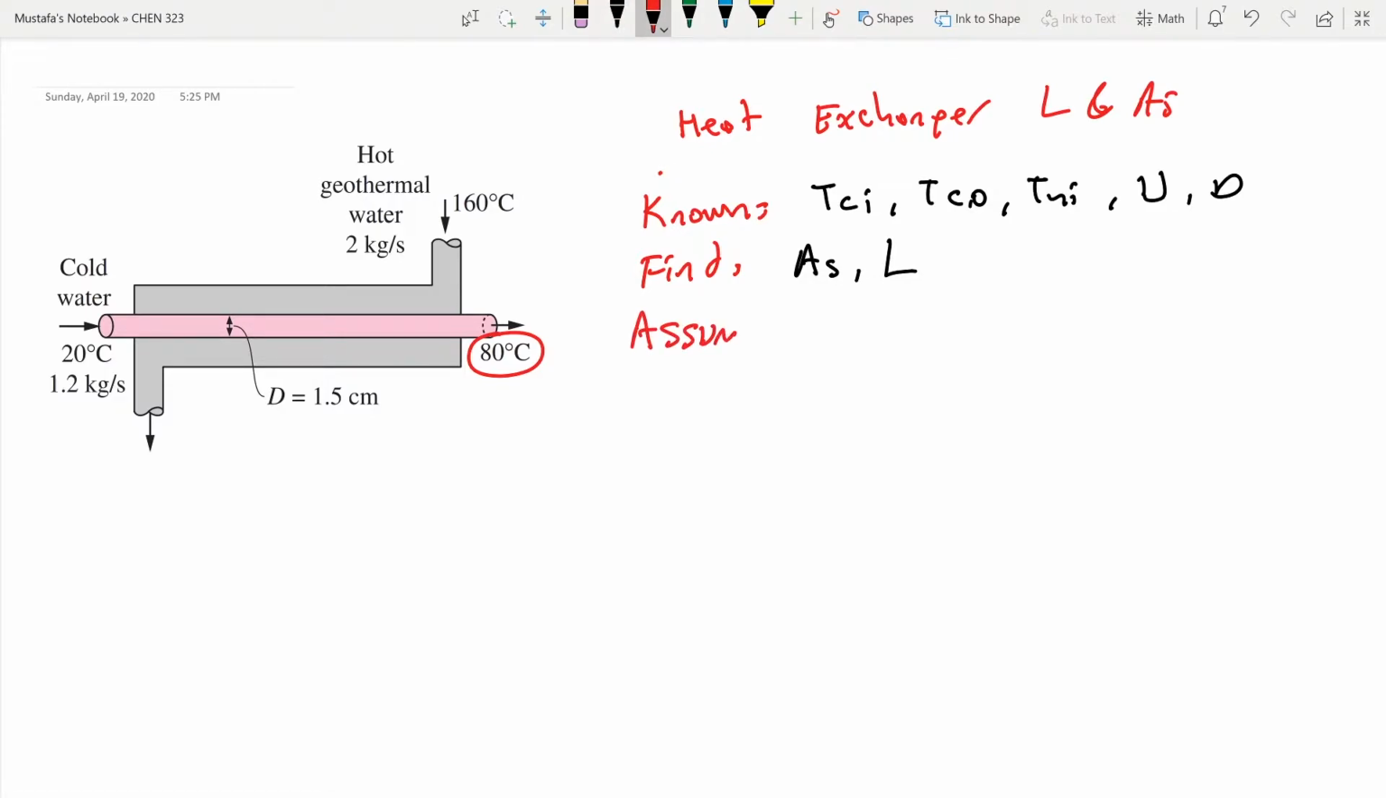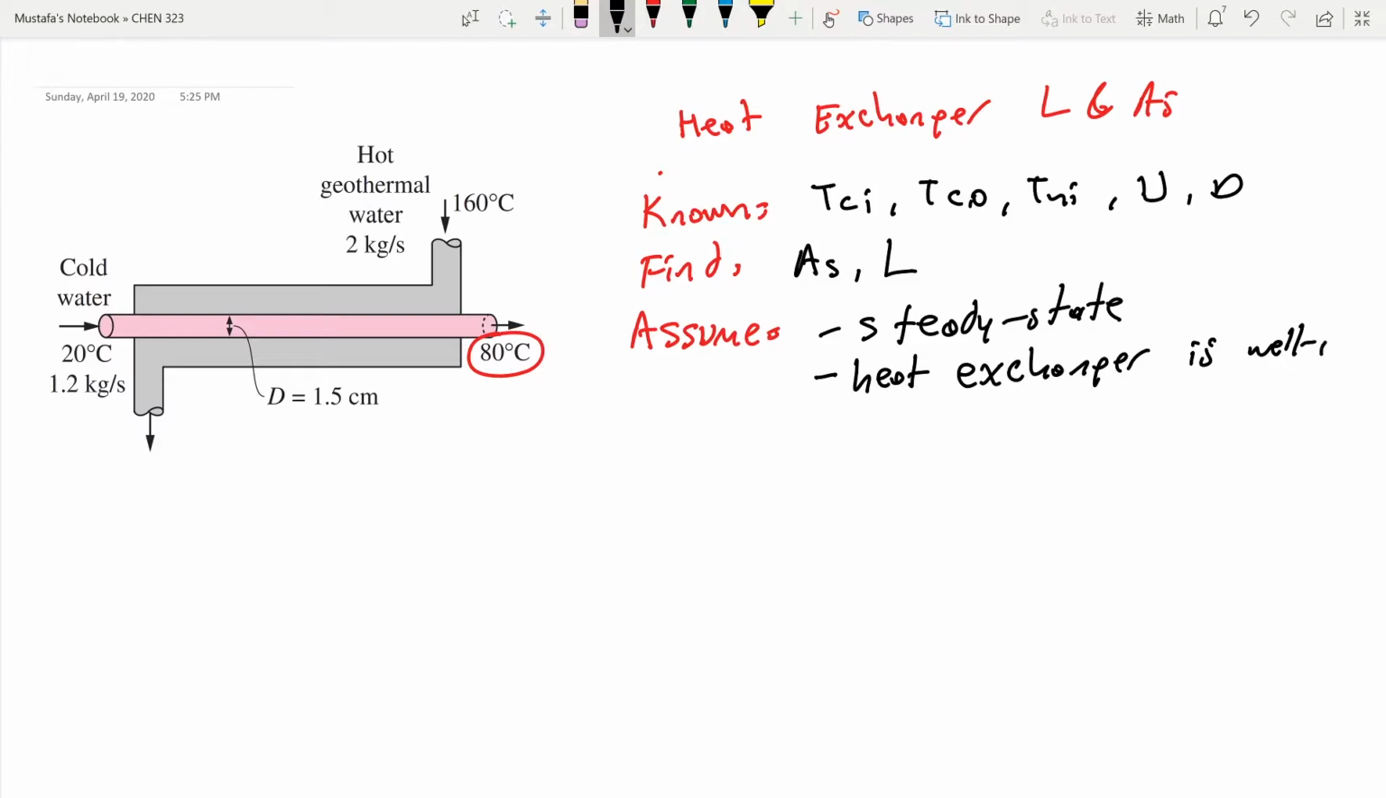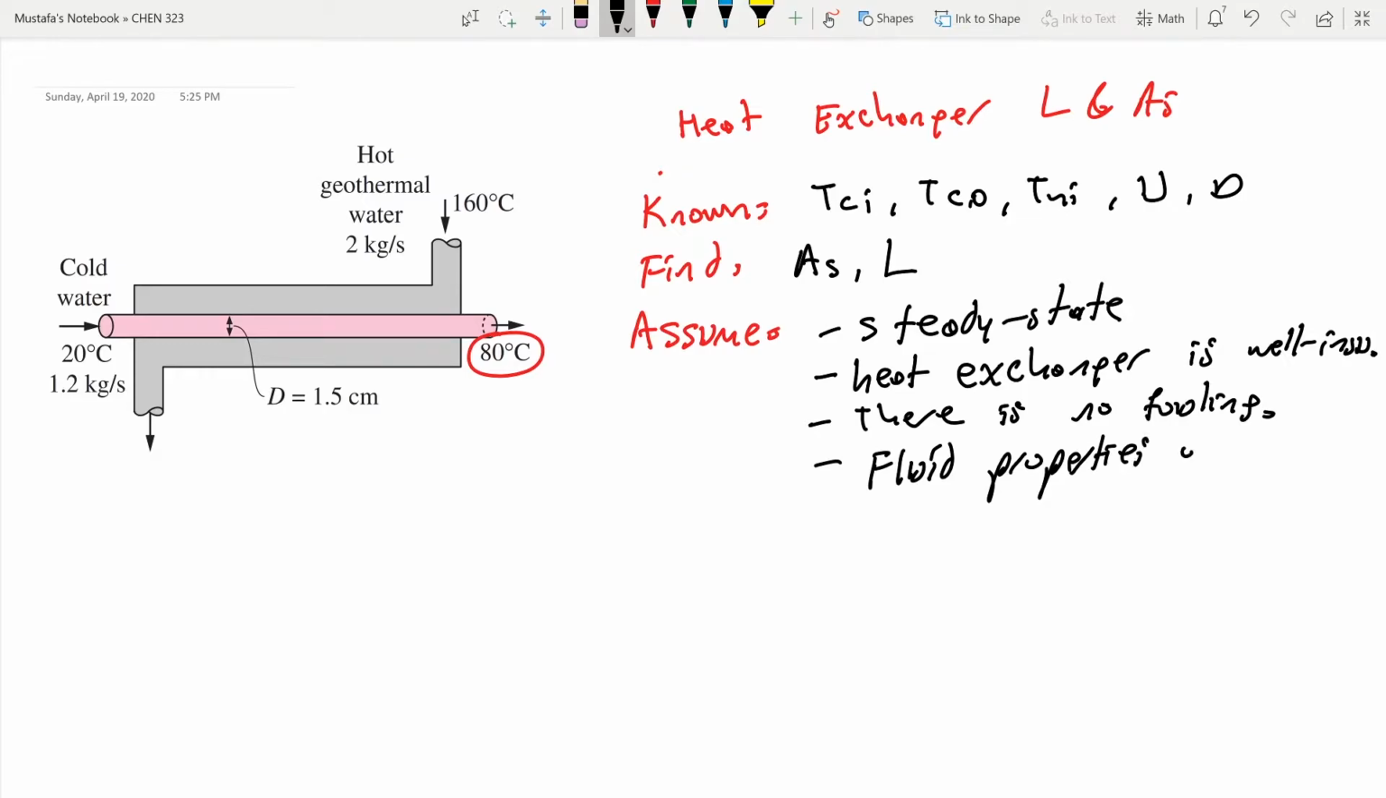So let's start with our assumptions. Let's assume this is a steady process, steady state. We'll assume the heat exchanger is well insulated outside. There is no fouling. And the fluid properties are constant. Okay. So let's start with the analysis.